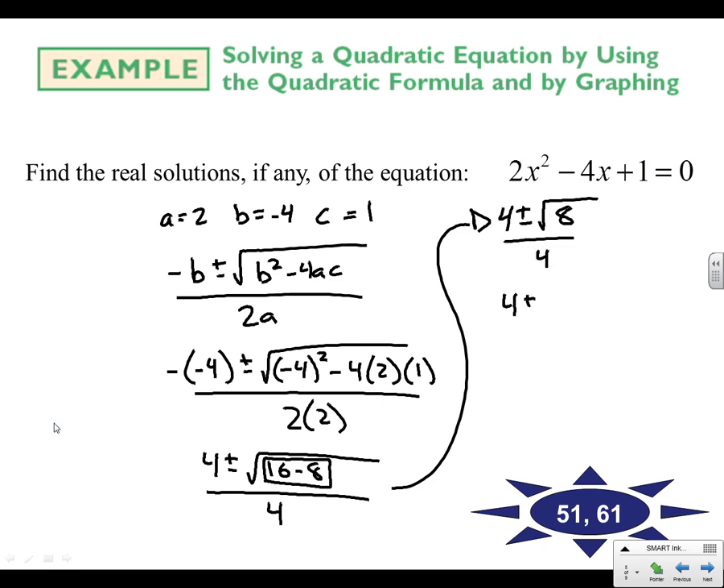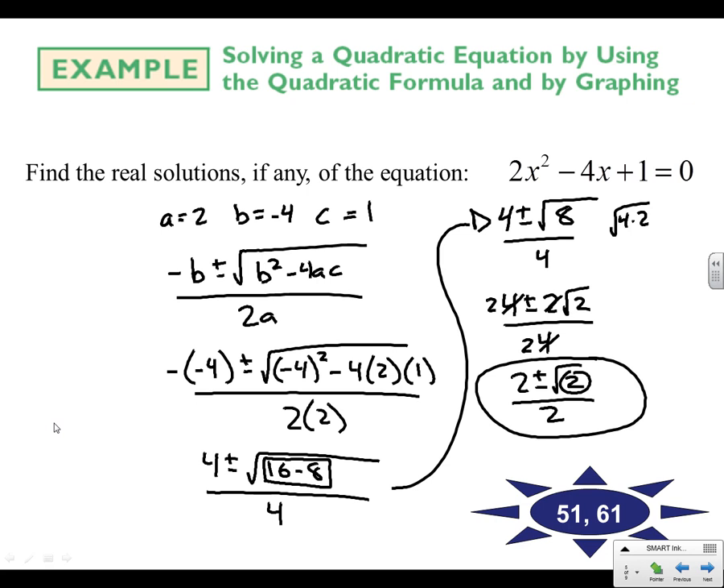The square root of 8 is the square root of 4 times 2, so a 2 comes out, all over 4. And since every piece is even, we can reduce these. We'll get 2s and 2s here. So we'll have 2 plus or minus the square root of 2, all over 2. Since this is in the square root and this isn't, we can't cancel anymore. That's our answer. After seeing that, you should be able to do problems 51 and 61. Pause the video and give those a shot.